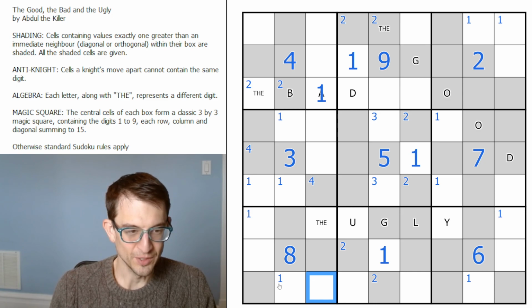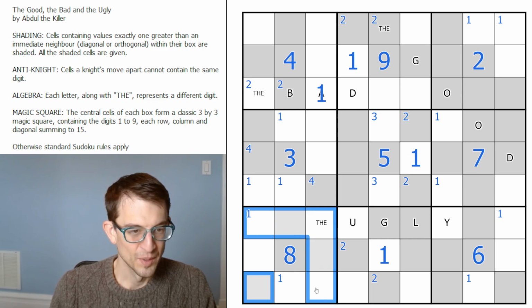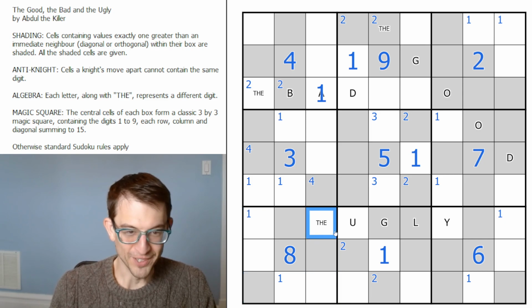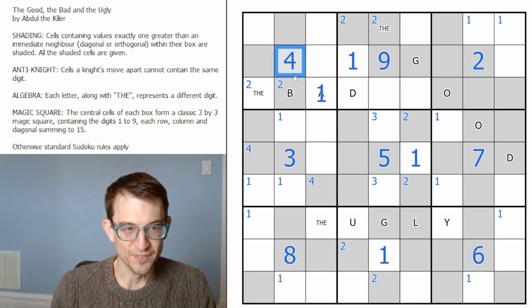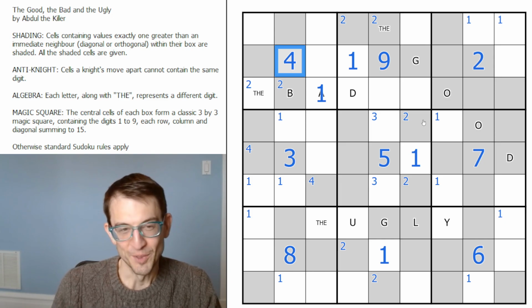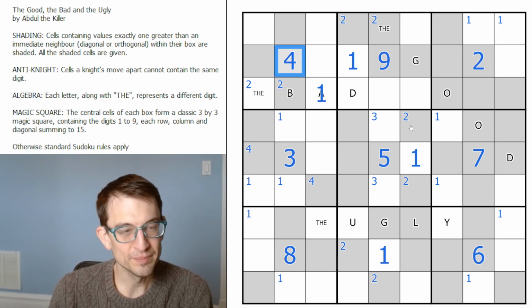Okay, so where does the 2 go? Here. It could go in any of these spots. That's not so exciting. I was hoping it couldn't go here. Is there a reason 2 can't go here? What if, no, I think that's fine. Okay, so what is next?